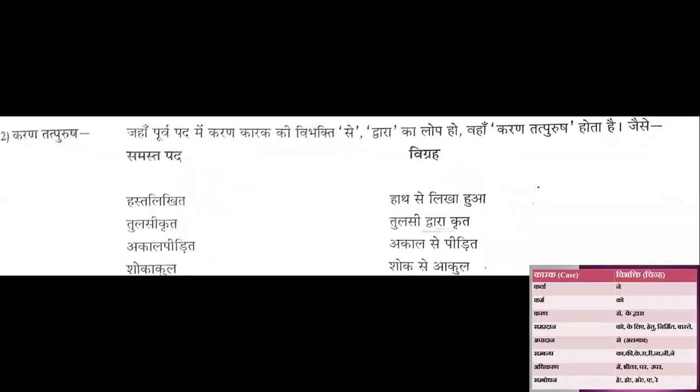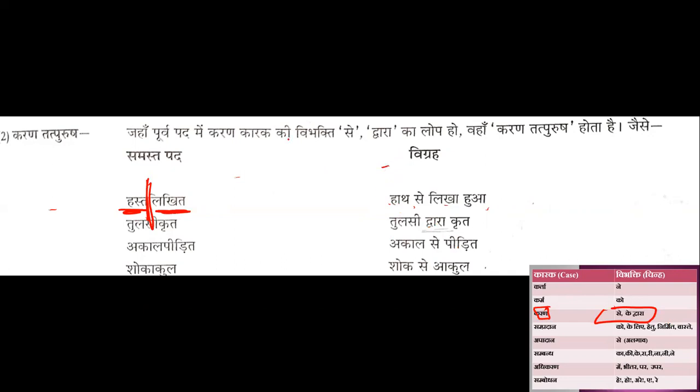Moving on. Karn Tatpurush Samas. Here, in Karn, you can see we have se and dwara, which means through something. Hast likhit. Hast and likhit, these are the 2 words I can see which make sense to me. Hast means hand, and likhit, written. So hast likhit would be handwritten, and you can say haath se likha hua. You have to know what appropriate karak to use by sense of grammar and sense of language. You can't say haath ko likha hua, haath ki likha hua. No, that is wrong. Haath se likha hua, which is written by hand. That is why we use se. And se comes under Karn Tatpurush. So it is Karn Tatpurush Samas.